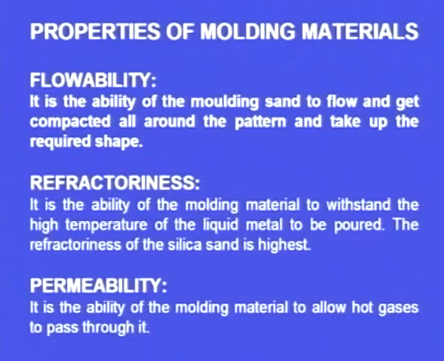A good molding sand should have good permeability. It means that though it is compacted tightly, when the molten metal is poured, it should still allow the hot gases to pass through it, even in the compacted condition. That is permeability: the ability of the molding material to allow hot gases to pass through it.